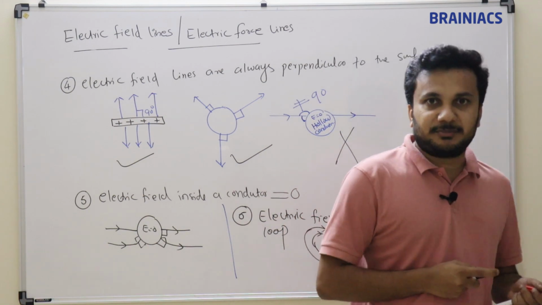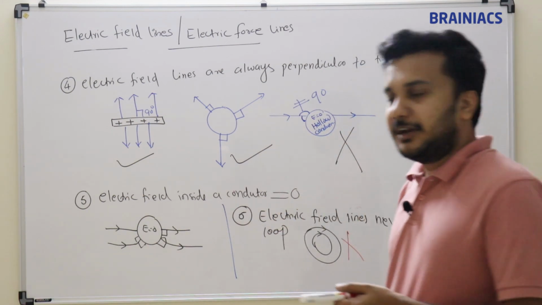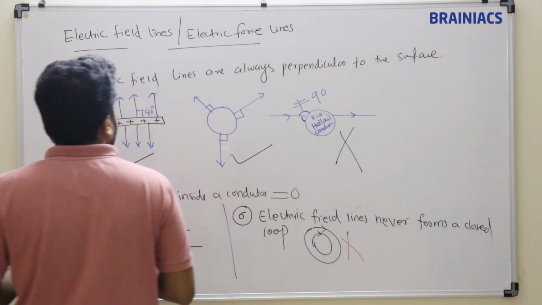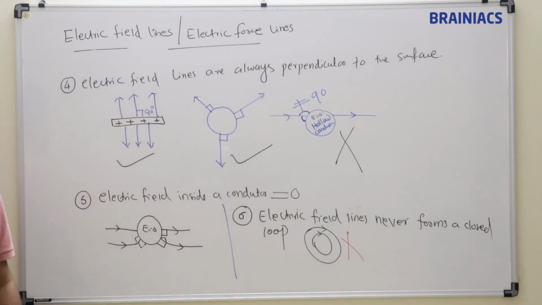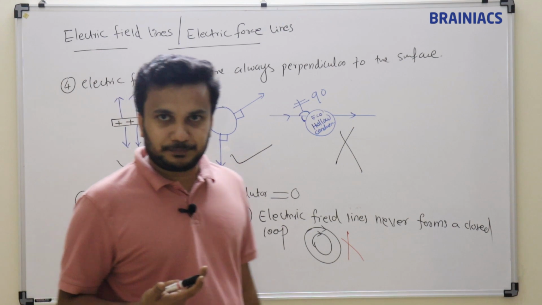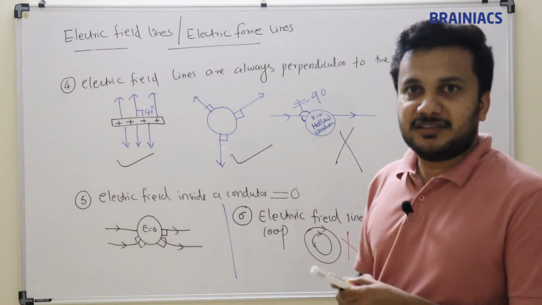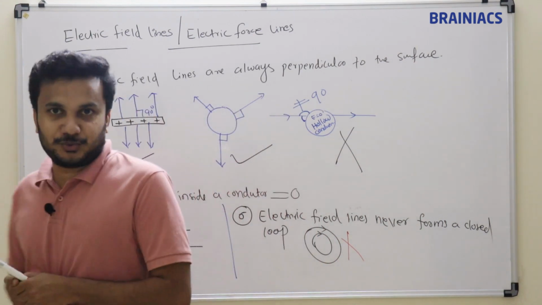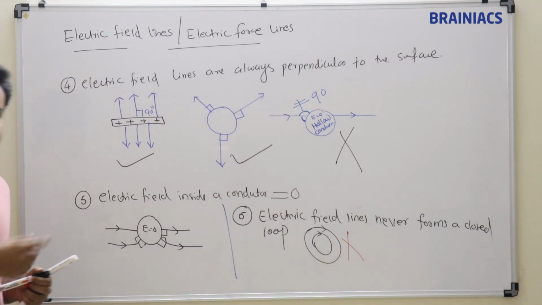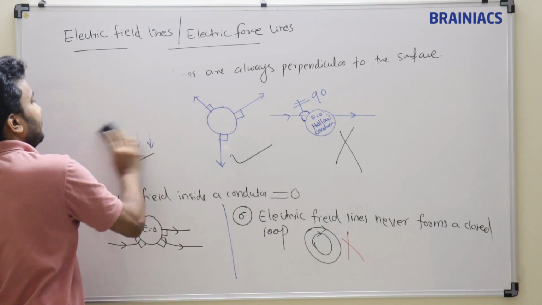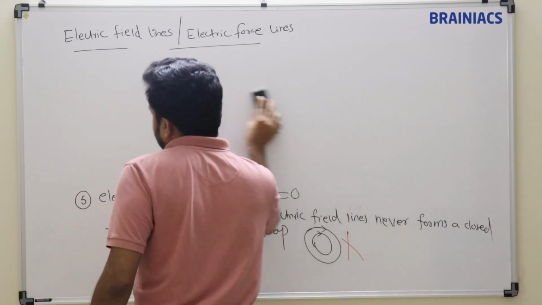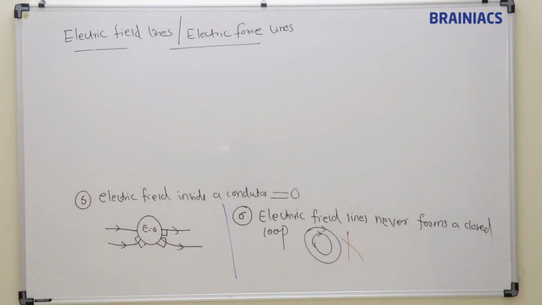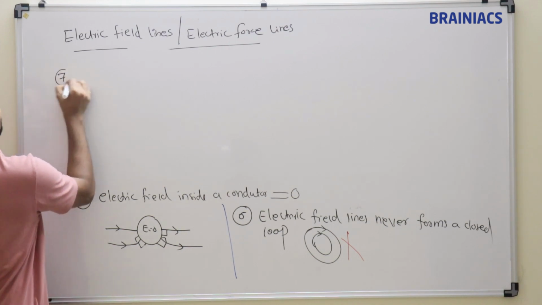Electric field lines emerge from positive and converge into negative, and electric field lines are always perpendicular to the surface. Electric field lines will never cross each other, and within a conductor the electric field is equal to 0. Electric field lines can repel each other. There are some cases also, so we will write it as our 7th point. Write down the 7th point: electric field lines can repel. I'll write it down on the board. Electric field lines.